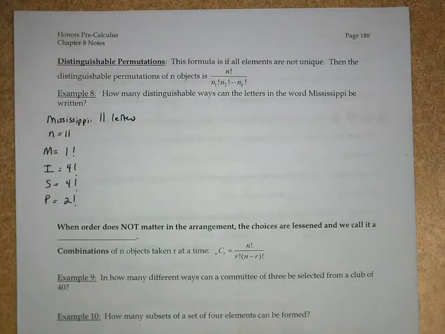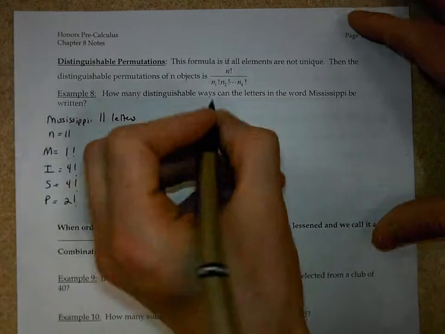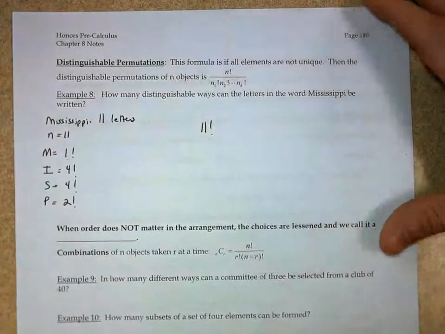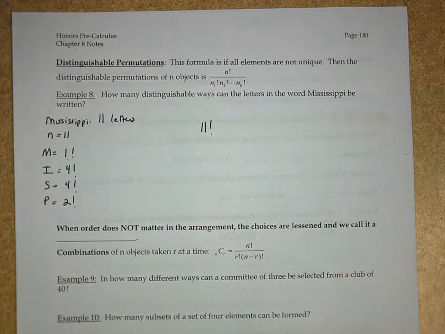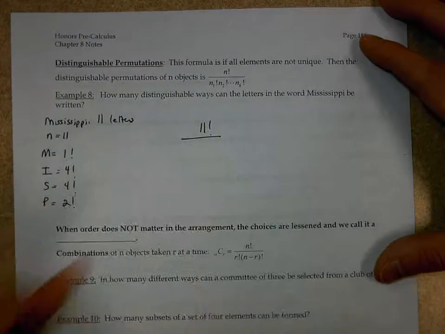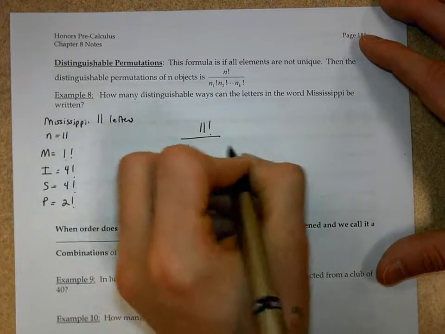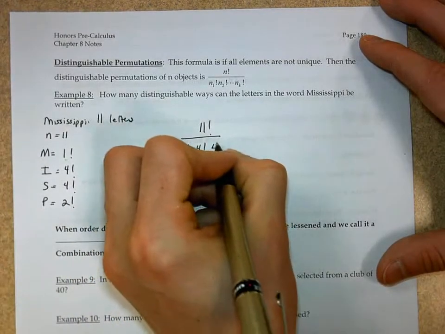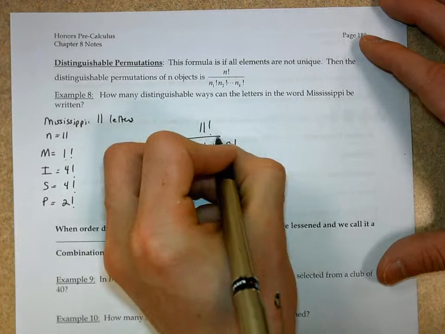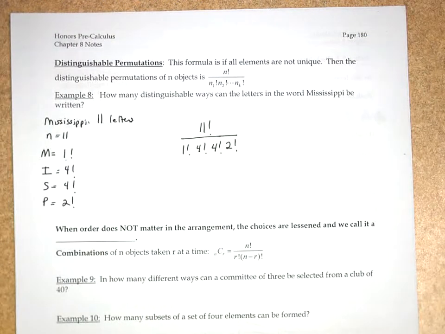Now, if I wanted all the possible arrangements of Mississippi, it would just be 11 factorial. But since I've got these duplicate I's and S's and P's, I can't tell the difference between those. So I need to divide them out. I'm going to divide out the 1 factorial, 4 factorial, 4 factorial, and 2 factorial. I'm going to divide out those duplicates.